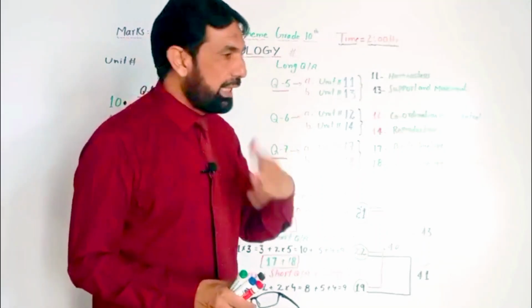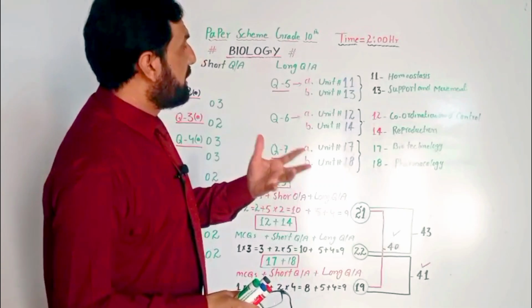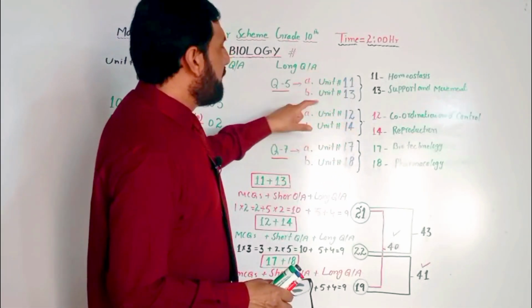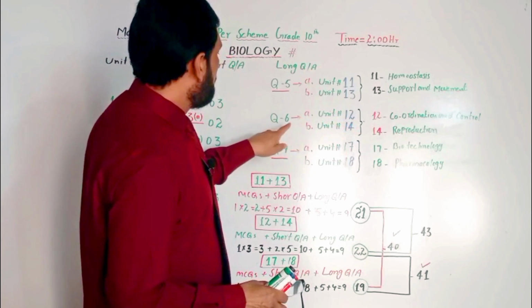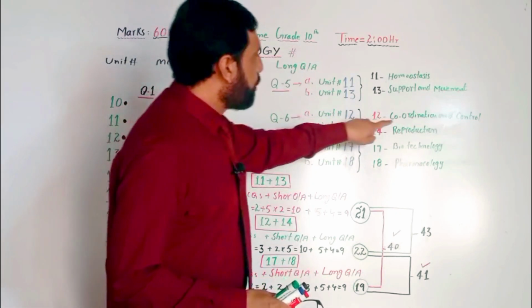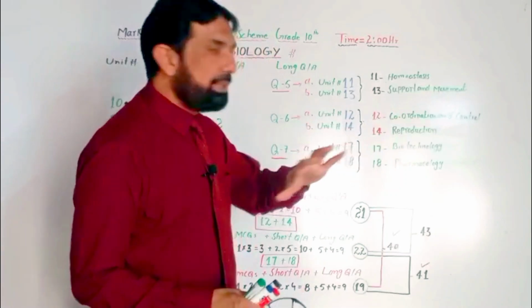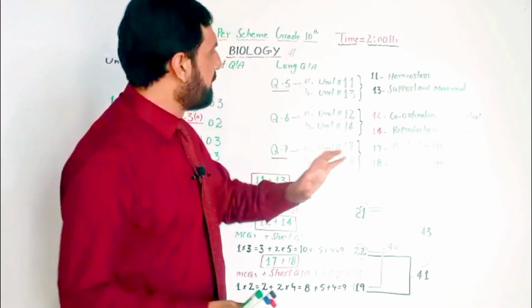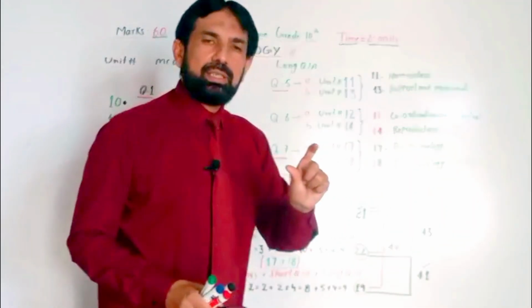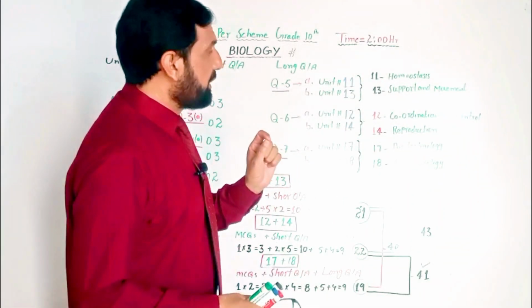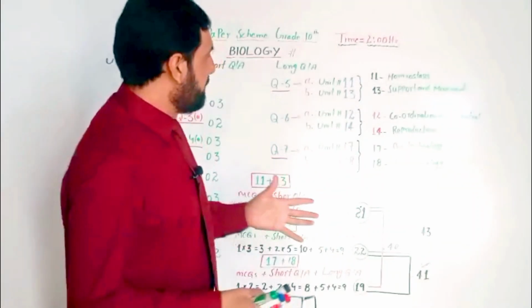So I would like to advise that you should select this first long question. The second long question will be set from chapter number 12 and 14. Here, coordination and control, a bit long question, long chapter, but its understandings are simple. Reproduction, this is a bit, you can say, difficult, but not so difficult that you can't manage, it is still manageable.